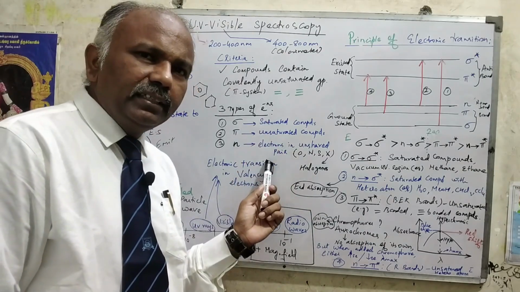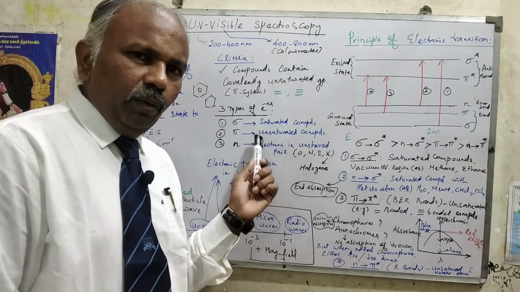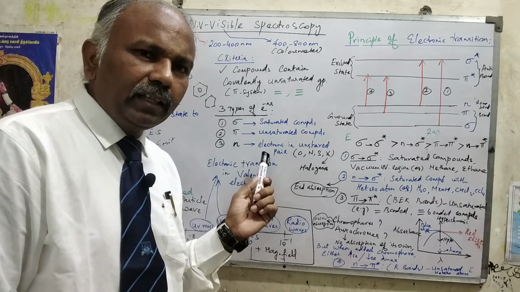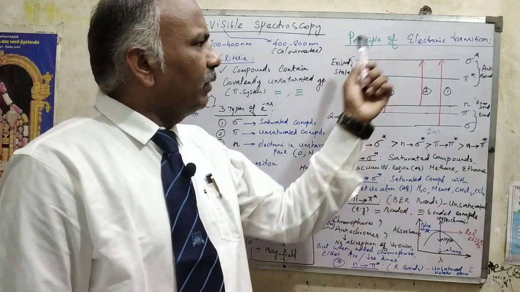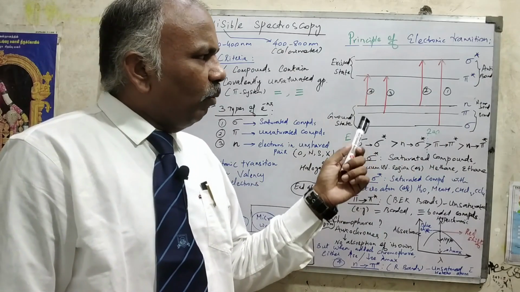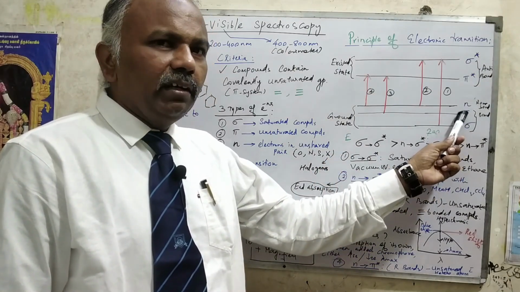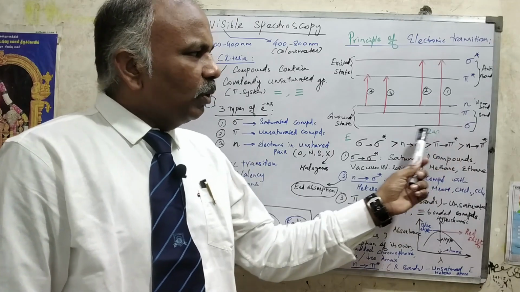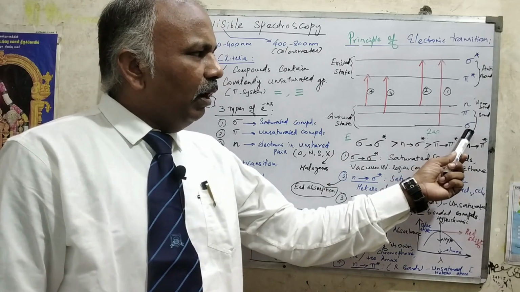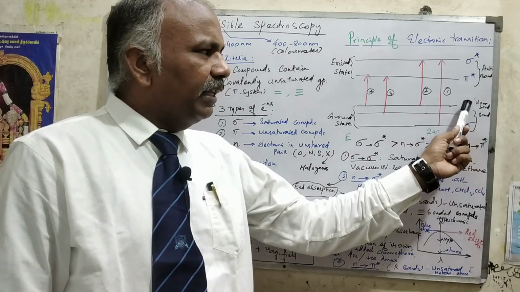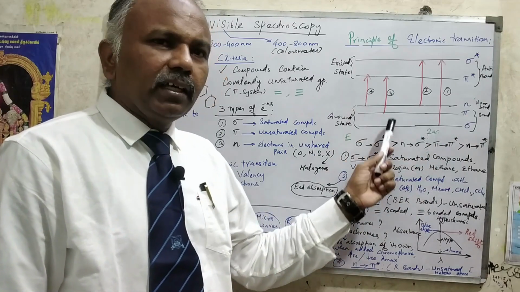So these are the three types of electrons involved in the electronic transition in your molecule. One is sigma, another one is pi, another one is n electron, right? Now when we discuss the principle of electronic transition, here I have put sigma, here I put pi electron, here I put n electron, right? So all these electrons are present in the ground state, right? Sigma and pi are the bonding electrons and n is the non-bonded electrons, right? And these are present in the ground state.